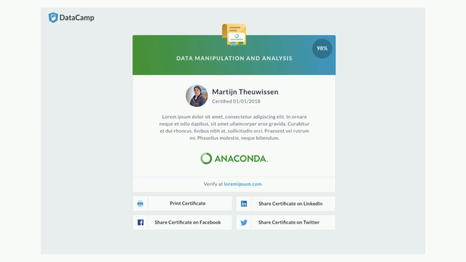And then if the exam taker is successful, they will see something like this, where they have the option to print their certificate for the module or share it on various social media.